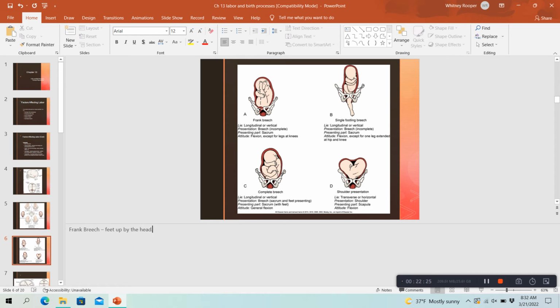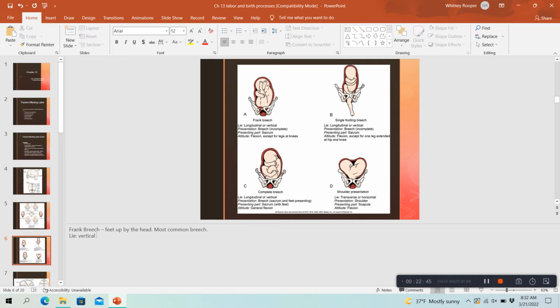So, as far as longitudinal or vertical, it's longitudinal. It's vertical, as it should be. It's up and down. Presentation is frank breech. The presenting part here is the sacrum. And the attitude: the baby is flexed except for the legs and the knees.